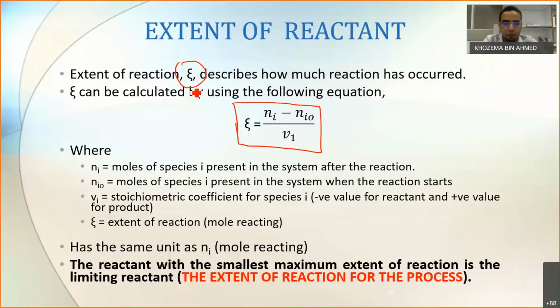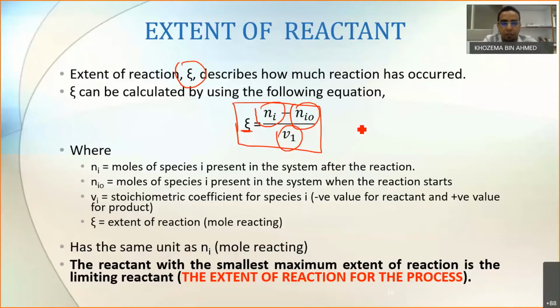Extent of reaction again is to show how much reaction has occurred, so you want to see the degree of completion. Let's say this is your extent of reaction. Ni is the final mole of a species, Ni0 is the initial mole of the species, and Vi is your stoichiometric coefficient. And again, this one is your extent of reaction.